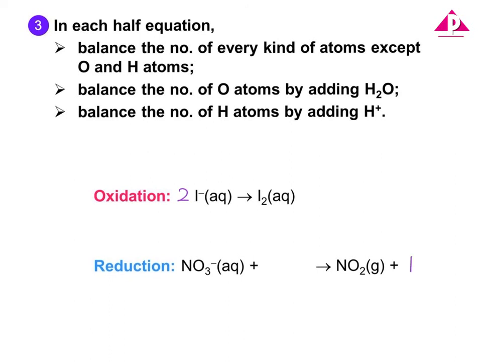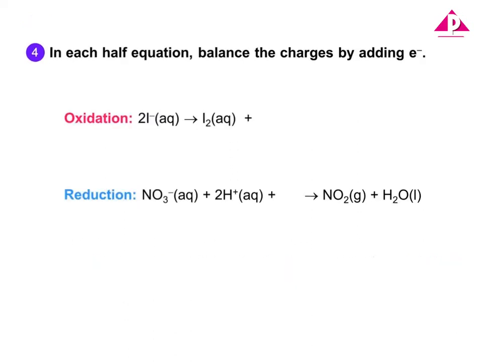So we add 1 water molecule to the right-hand side to balance the number of oxygen atoms. Now there are 2 hydrogen atoms on the right-hand side, but none on the left-hand side. So we add 2 hydrogen ions to the left-hand side to balance the number of hydrogen atoms. Next, balance the charges by adding the correct number of electrons to one side of each half equation.